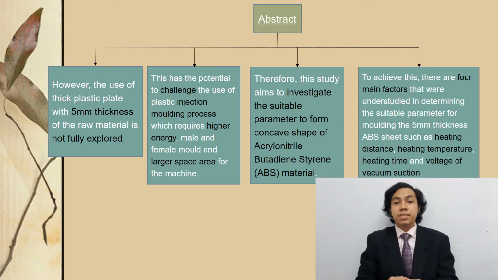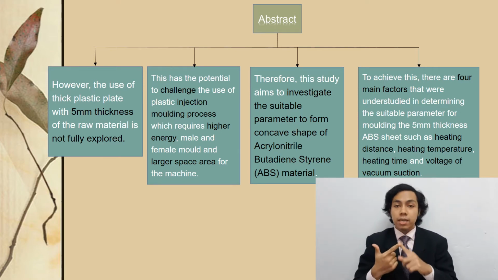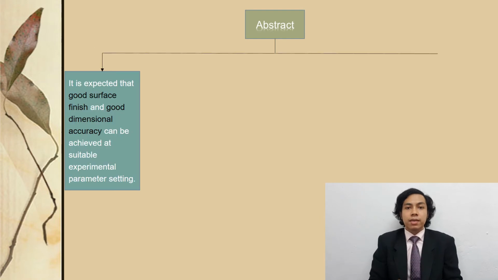To achieve this, there are four main factors that were studied in determining the suitable parameter for molding the 5mm thickness ABS sheet, such as heating distance, heating temperature, heating time, and last is the voltage of vacuum suction. It is expected that good surface finish and good dimensional accuracy can be achieved at suitable experimental parameter setting.